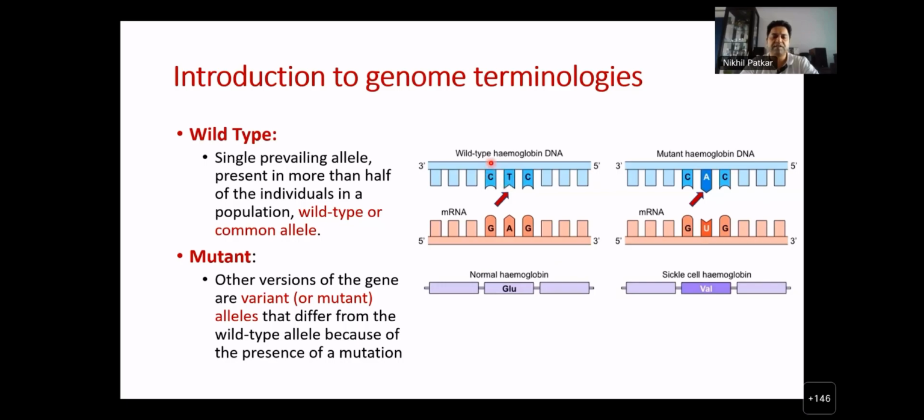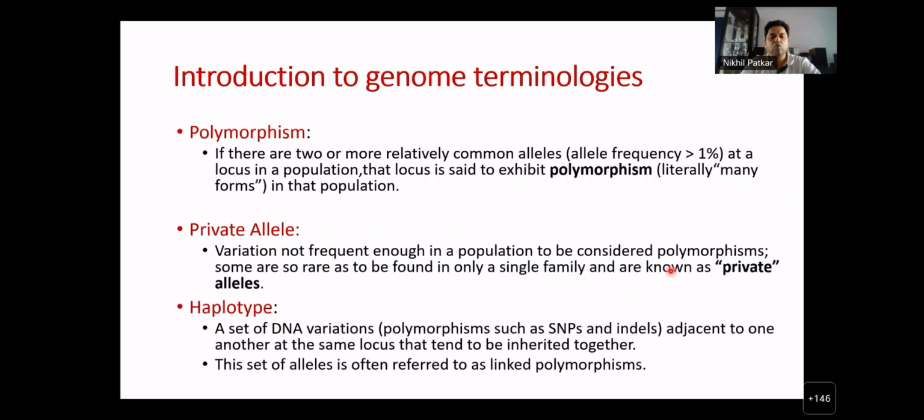You can see that the wild type hemoglobin here is CTC, which codes for glutamine, and if it is changed to CAC, you have sickle cell hemoglobin, which is valine, so glutamine changes to valine. If there are two or more relatively common alleles at an allelic frequency of more than 1% at a locus in the population, the locus is said to exhibit polymorphism, which literally means many forms in that population.